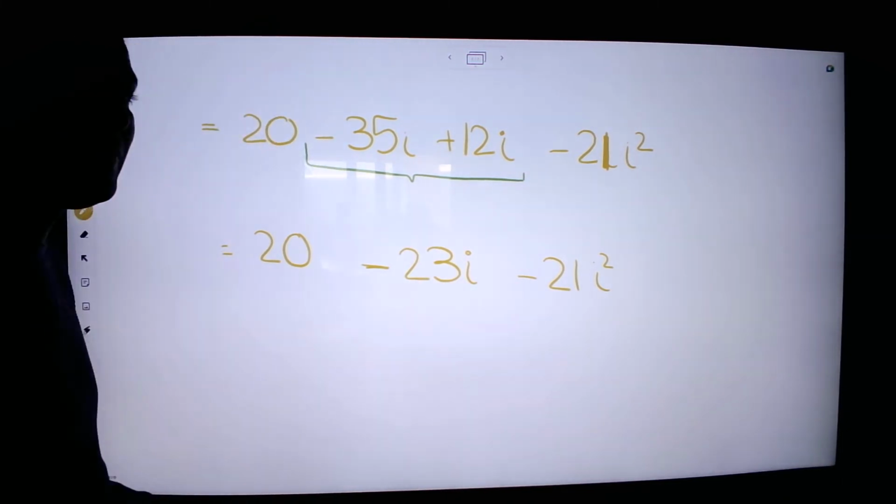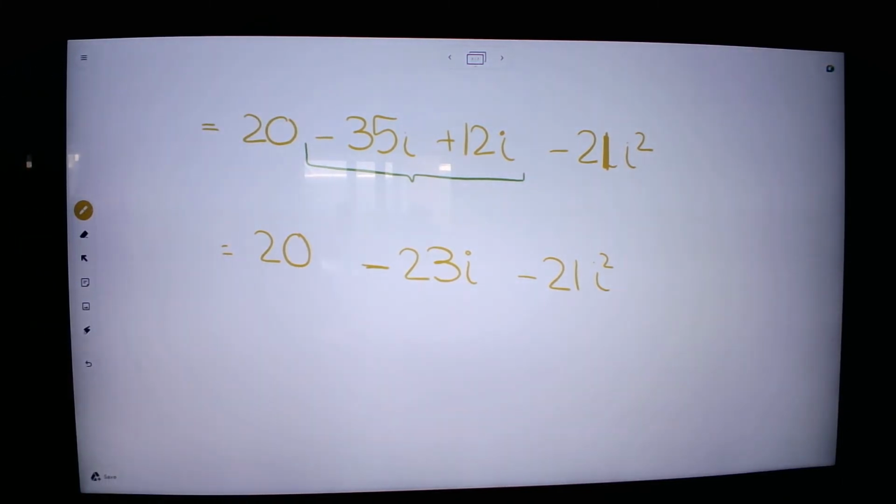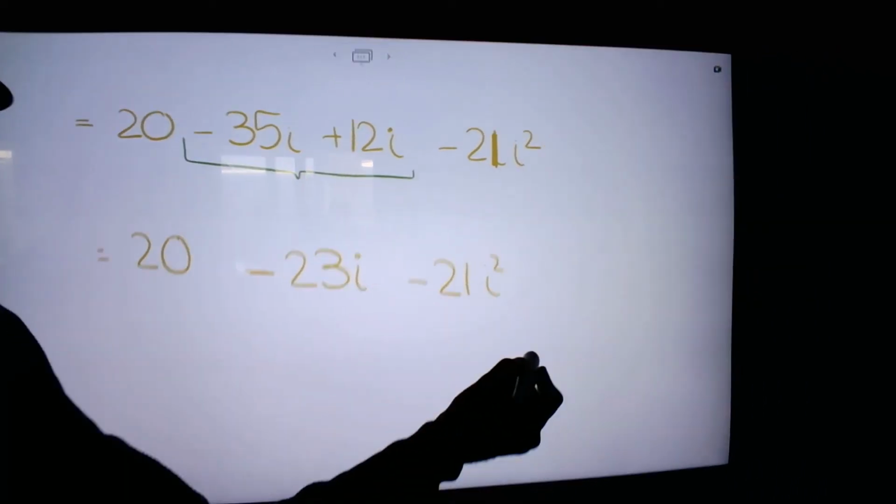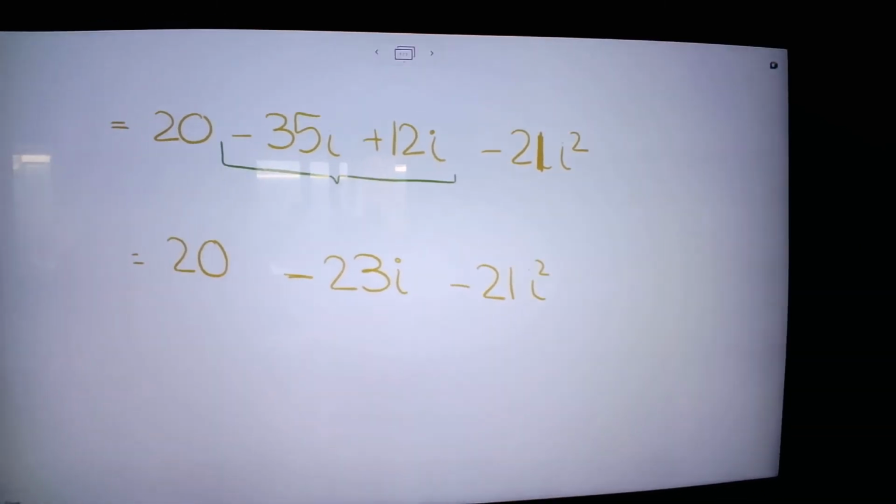Now there are two things you need to know. i square is minus 1. Why it's minus 1? You can do that in a calculator. i square is minus 1, but it goes like this.